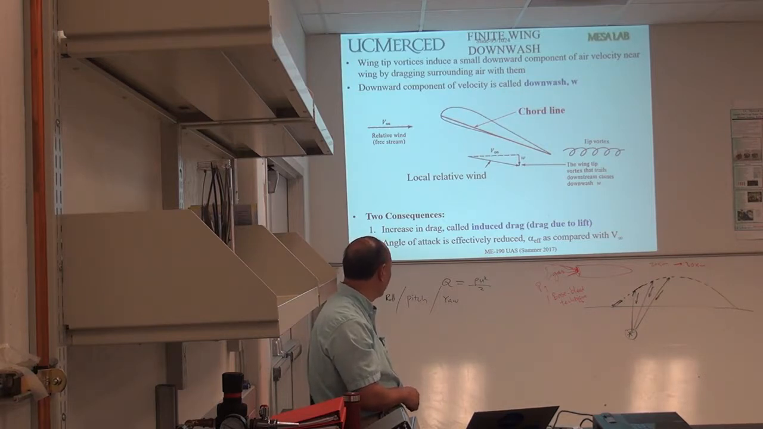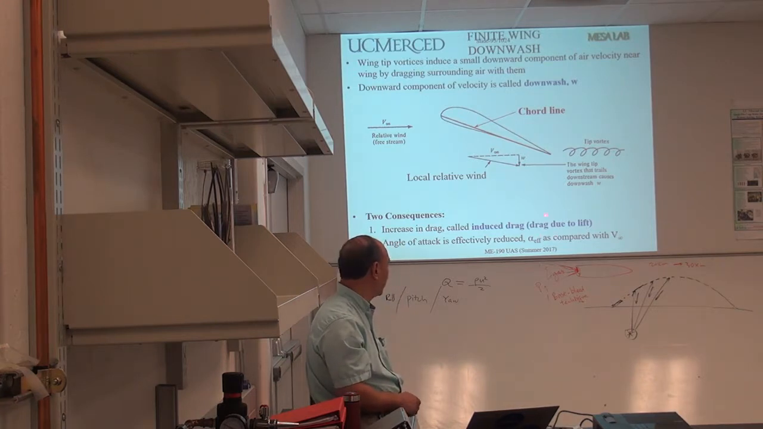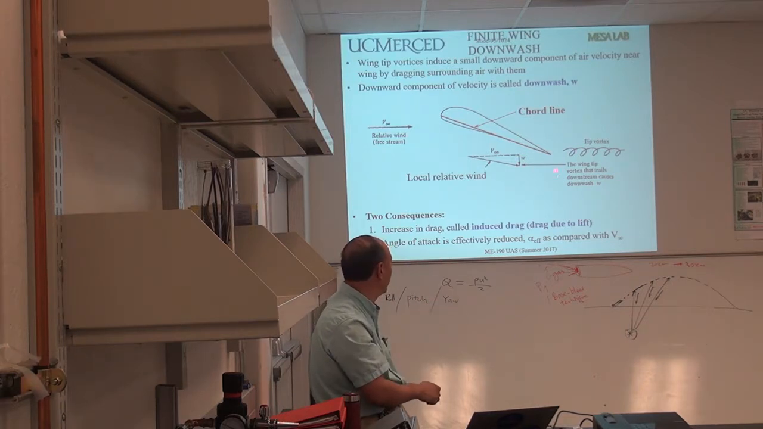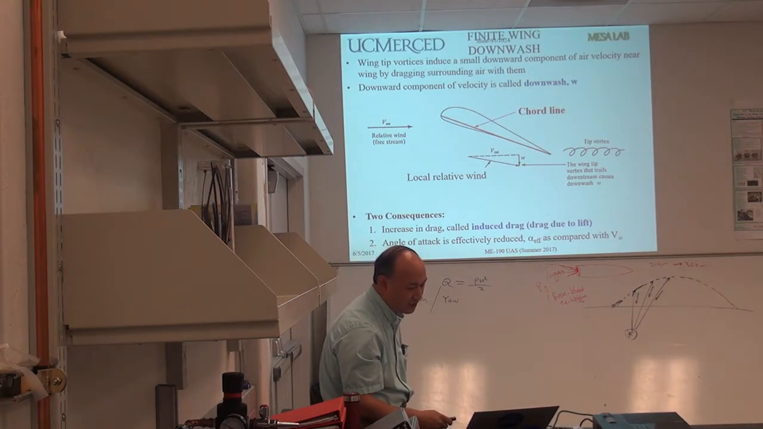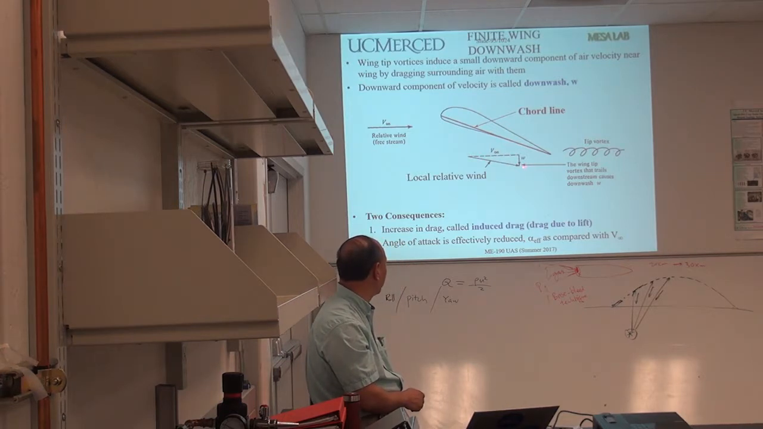So the consequence is reduced induced drag. This is sometimes also called drag due to lift. So you need large lift, you need to go faster, and to go faster, you have bigger tip vortices. The angle of attack is effectively reduced as well, compared with V infinity. Because there is an angle, the chord line like this, the angle will be different because of this component.